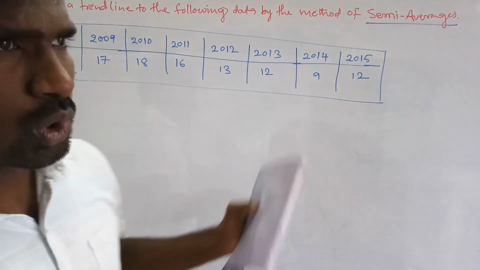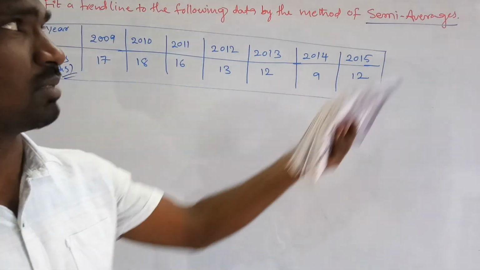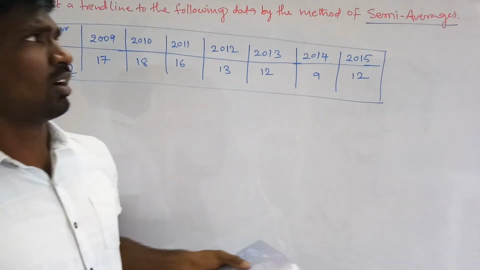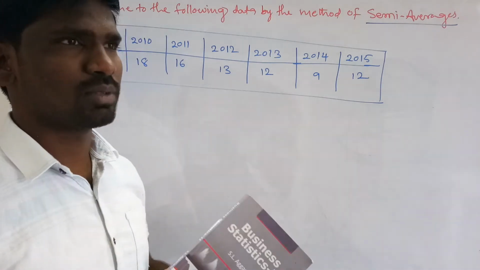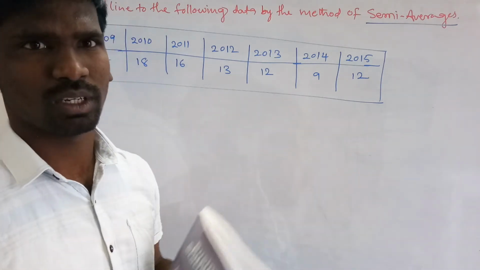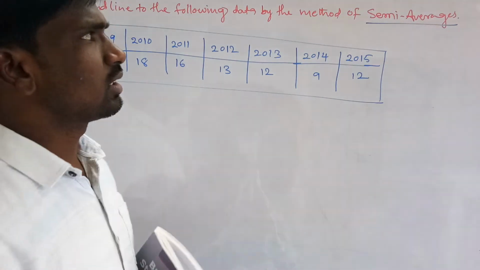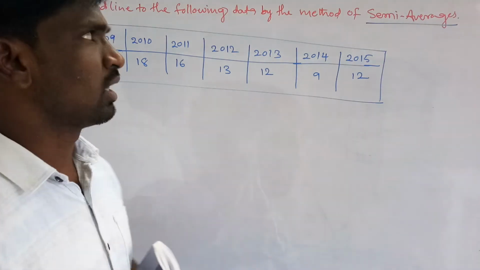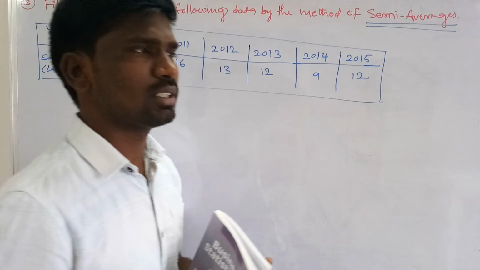Right, before going to solve this problem, we have to discuss something about the semi-averages. Already we know that the freehand curve method or graphic method is one of the types of graphic methods, and it also uses graph paper to solve this problem and to show the details on that graph paper. Here, the semi-average is one type of the linear averages.